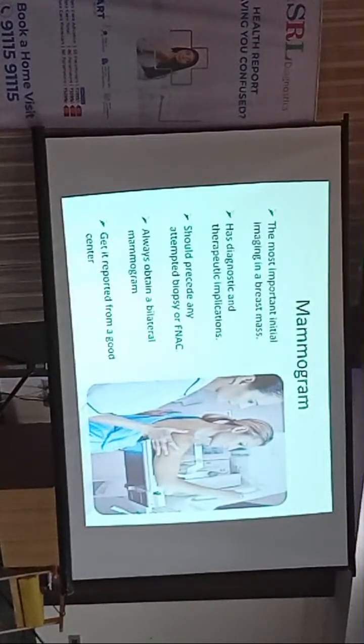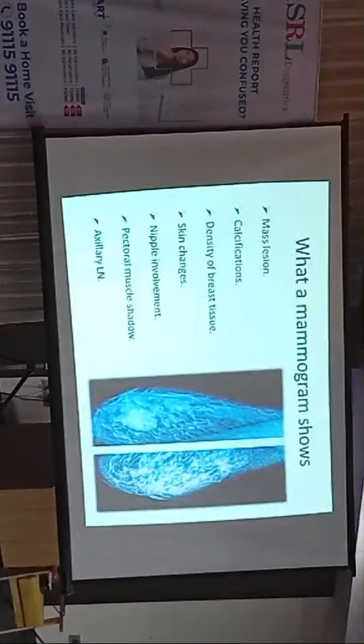Always obtain a bilateral mammogram. Obtaining a unilateral mammogram is taking an X-ray of half of the chest. And most importantly, get it reported from a good center. Now, what does the mammogram show? First and foremost, it will show you whether a mass lesion is present or not.